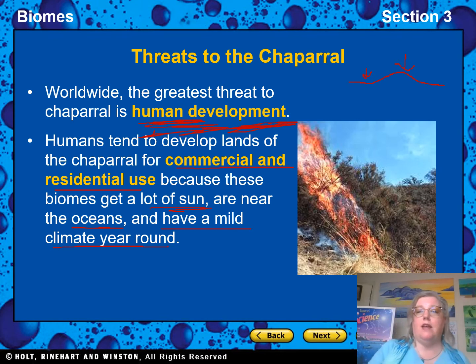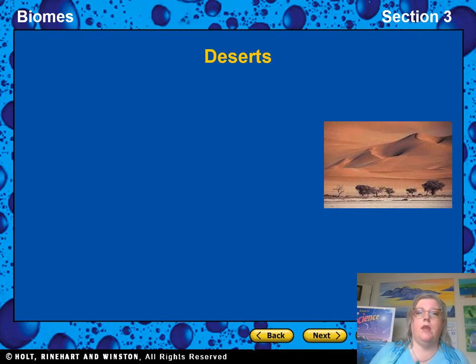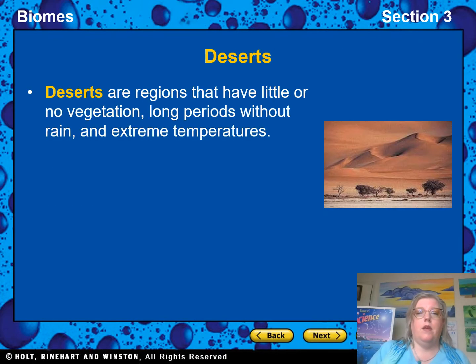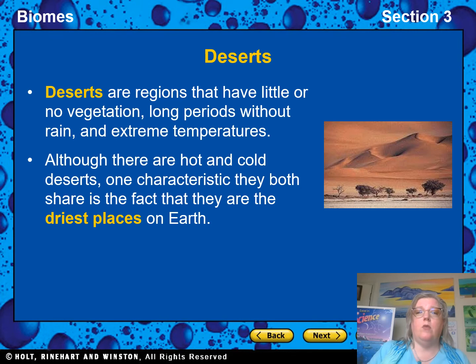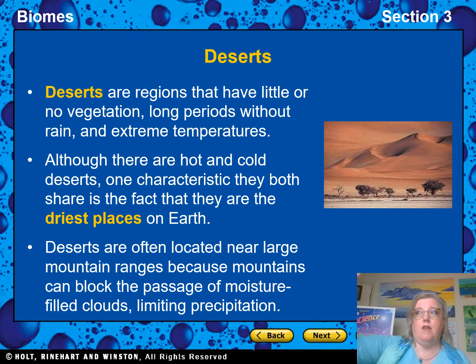All right, let's move on to deserts. Again, this whole thing's about precipitation. We're just about run out. We had enough precipitation for grasses, and then a little bit less for the chaparrals, and now even less for the desert. Deserts are regions that have little or no vegetation, long periods without rain, and extreme temperatures. There are hot and cold deserts. The one characteristic they share is that they are the driest places on Earth.